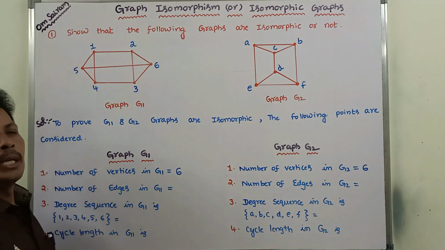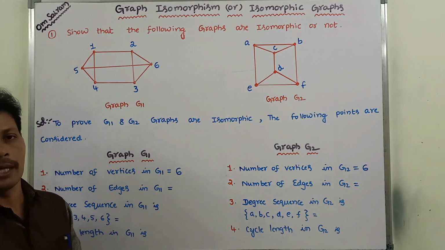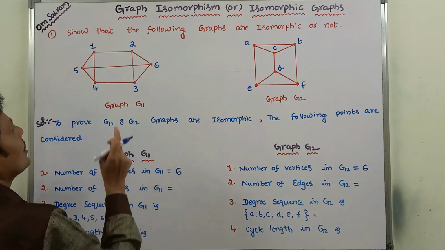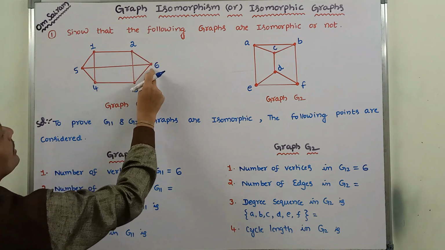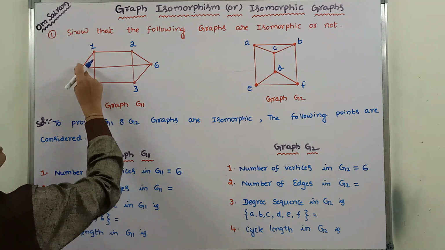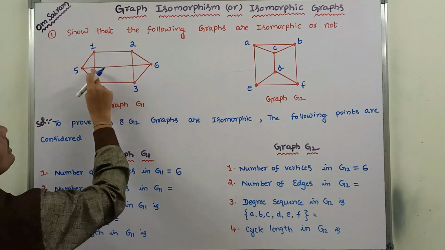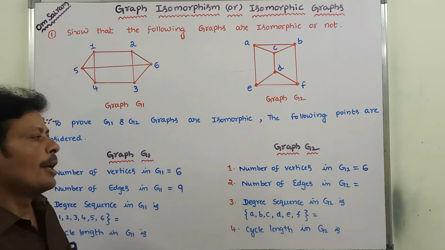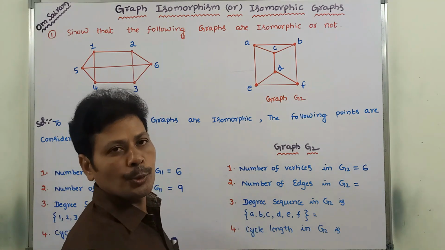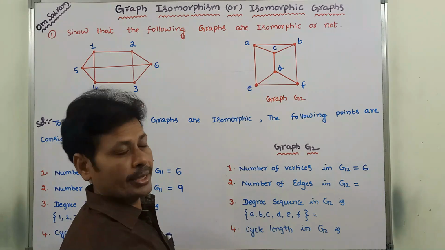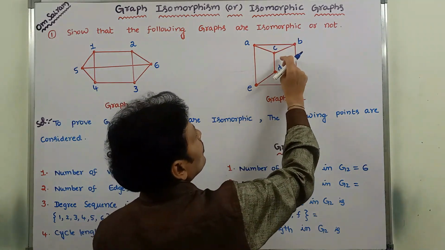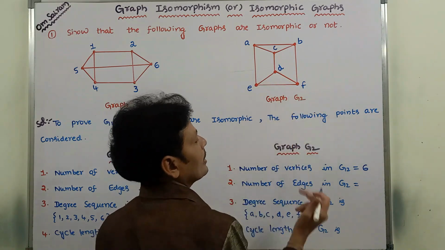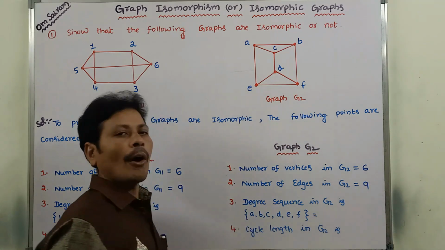Next, second point, the number of edges in graph G1. That means how many edges are present in graph G1. So this is the first one, second one, third one, fourth one, fifth one, sixth one, seventh one, eighth one and ninth one. So 9 edges are present in graph G1. Whereas in the case of graph G2, how many edges are present? 1, 2, 3, 4, 5, 6, 7, 8, 9. 9 edges are present in graph G2.